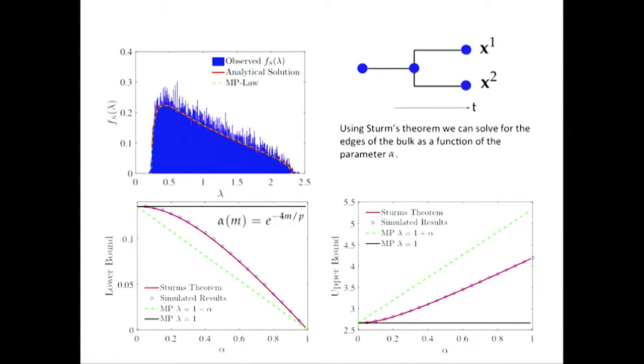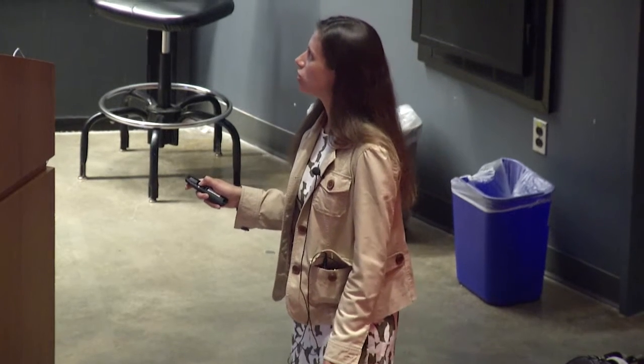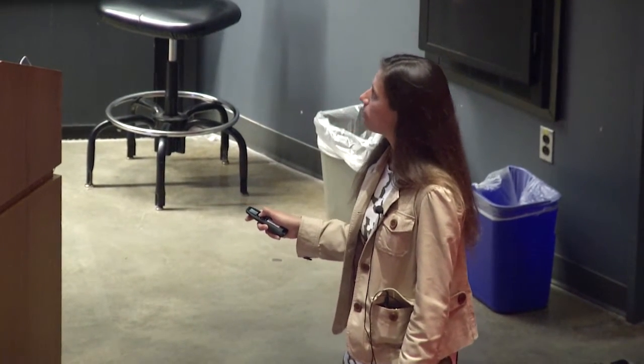Indeed, you can see that as we change this parameter alpha, if we start from Marchenko-Pastur, the bottom edge of this bulk moves outwards, following this red line. The red line is found by using Sturm's theorem to solve for the edge of the bulk as a function of the parameter alpha. On top of that, I carried out lots of simulations, or I have a really good graduate student who's carried out lots of simulations. You can see they fall very nicely on top of this red line.